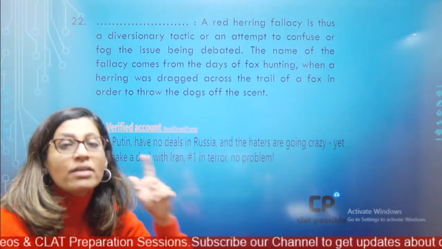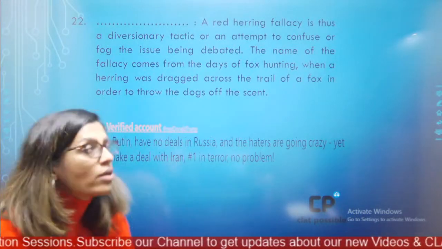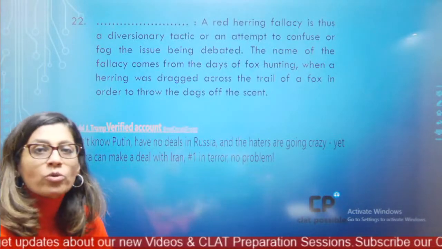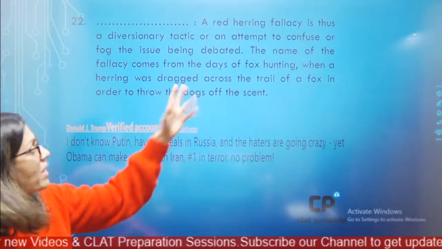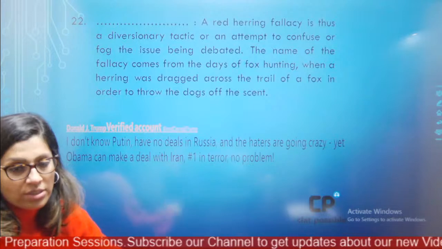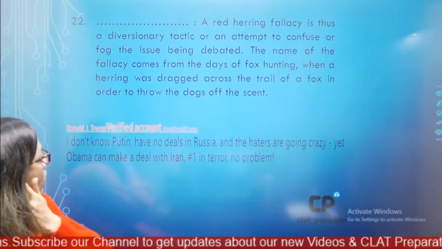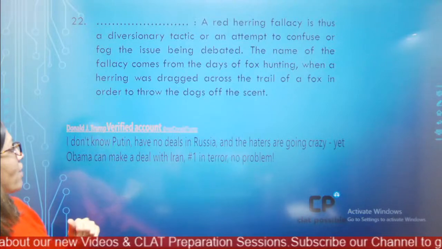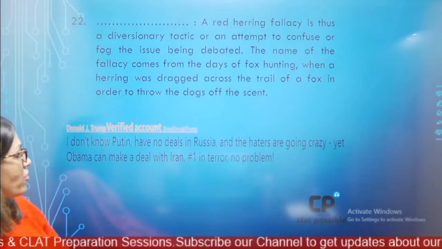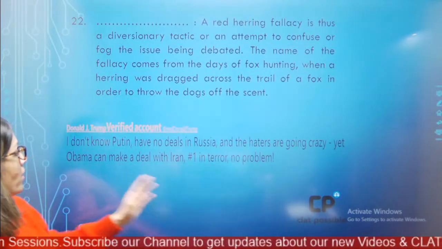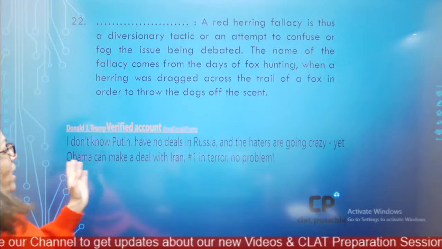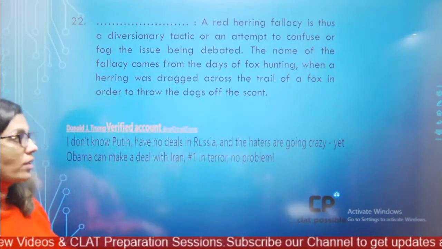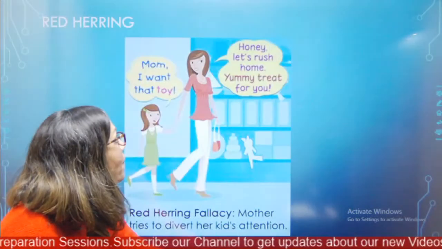And then of course certain journalists started calling it out, that, boss, this is just a way to divert attention. So we start arguing about a minor issue and a major issue is slipped from under our noses. So any tactics, for example, Donald Trump basically said, we have no deals in Russia, and then, red herring, Obama can make a deal with Iran, you know. So this is red herring.